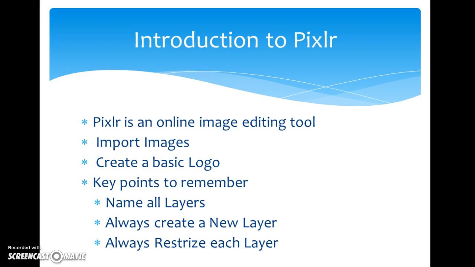The reason you're naming all your layers is because you want to name them something specific that you will remember is that image or that text on that particular layer. And you always want to create a new layer so that you can go back to just that layer if you need to. And you're going to rasterize your layer so that you can edit that particular layer.